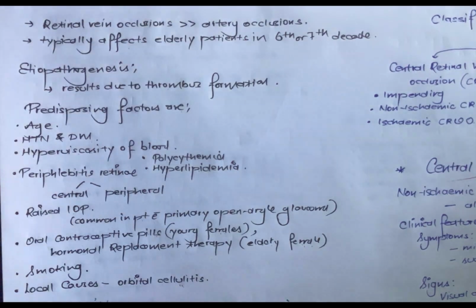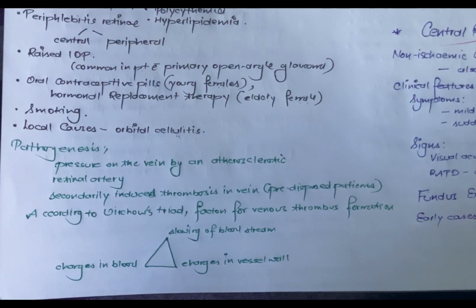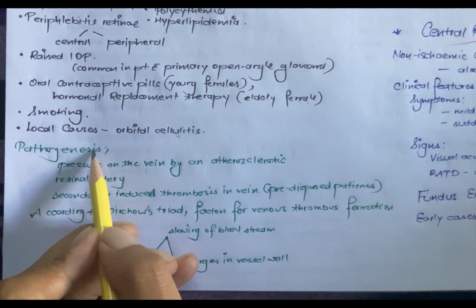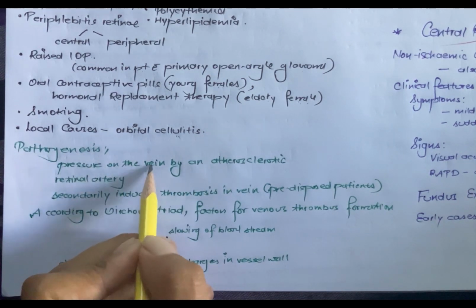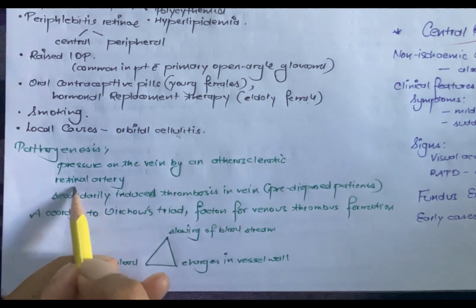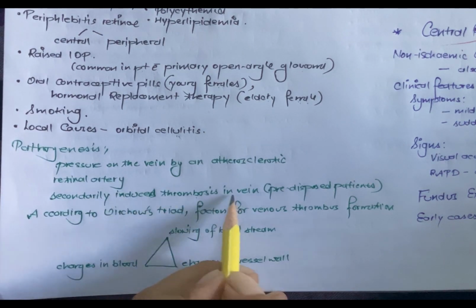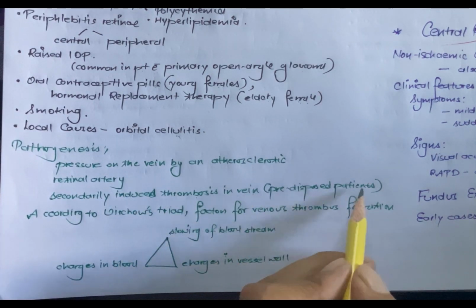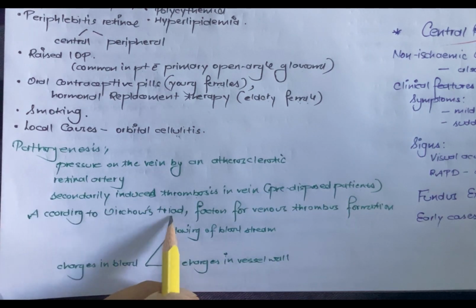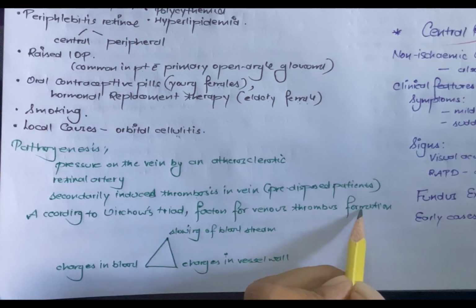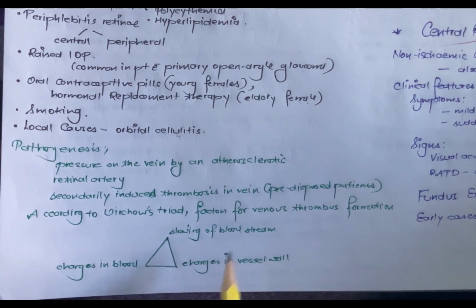to venous occlusions. And now talking about the pathogenesis, pressure on the veins can be due to the atherosclerotic retinal artery, and secondarily, it induces thrombosis in veins in some predisposed patients. And according to the Virchow triad, factors for venous thrombus formation are slowing of the blood stream, changes in the vessel wall, and changes in the blood.